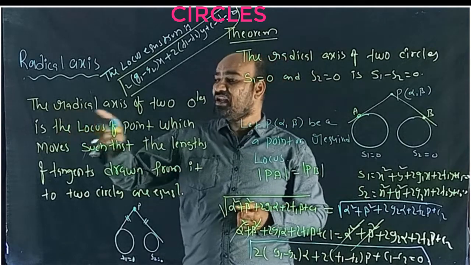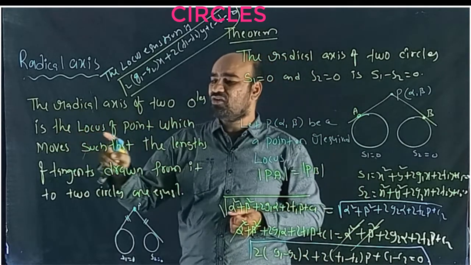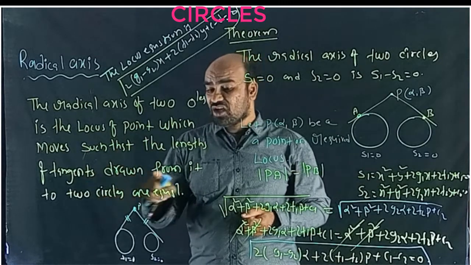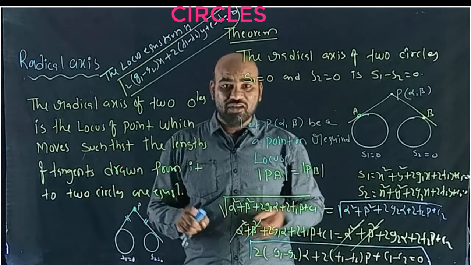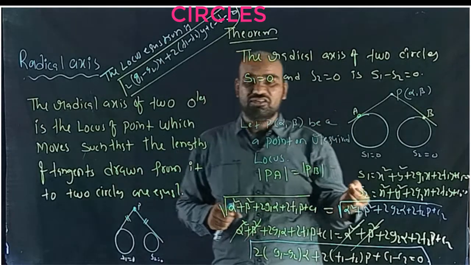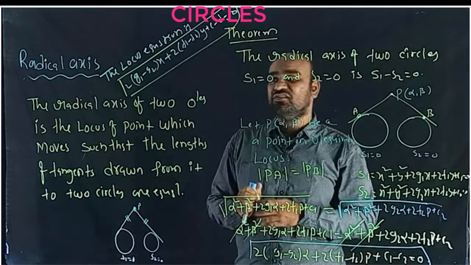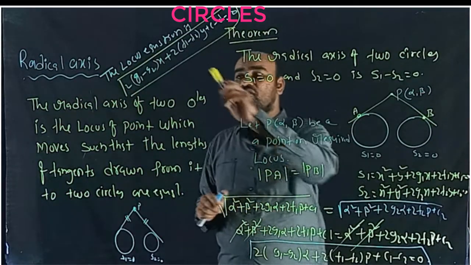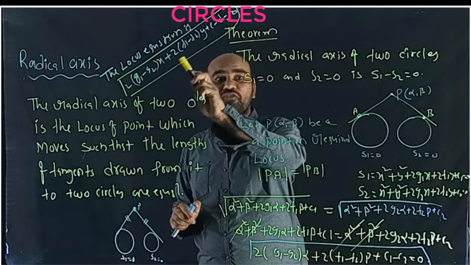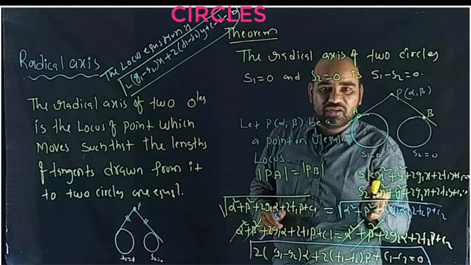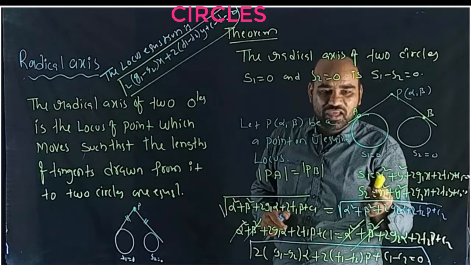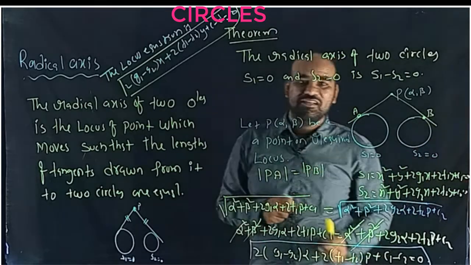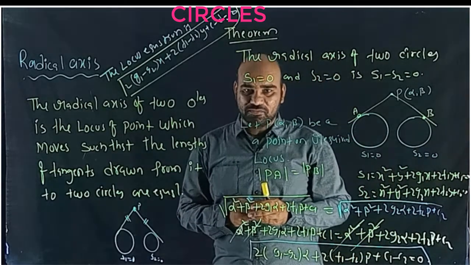The radical axis of two circles is the locus of a point which moves such that the lengths of tangents drawn from it to the two circles are equal. Under this condition, the locus equation is nothing but a straight line. Important note: how to find this straight line? Just subtract one circle equation from another, S1 minus S2 or S2 minus S1. What you get is the equation of the radical axis.